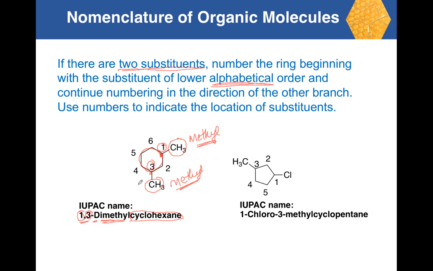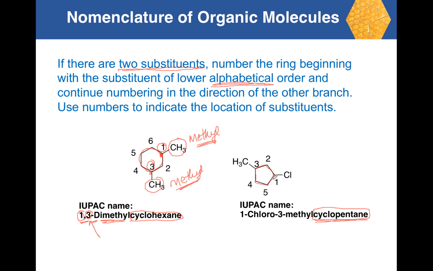Notice that the 1 and the 3 are separated by a comma, and there is a dash between the 3 and the letter D. So let's apply that over here. This is a 5-membered ring. 1, 2, 3, 4, 5. So it becomes a cyclopentane. Make sure you don't get them mixed up. 5 would be pentane, so it's a cyclopentane. Right here is the cyclopentane portion, which is right here.